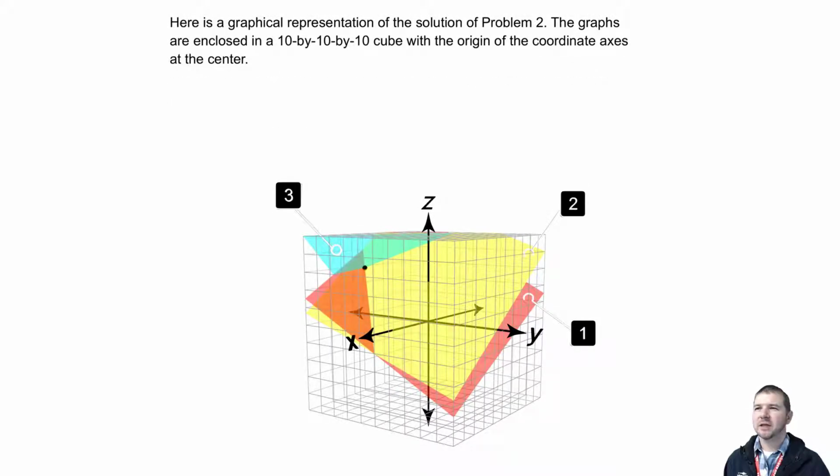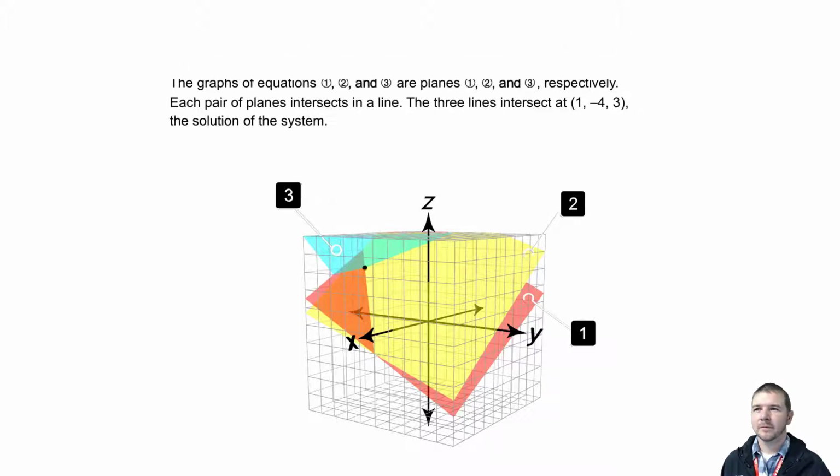Here is a graphical representation of the solution of problem 2. The graphs are enclosed by a 10 by 10 by 10 cube with the origin of the coordinate axes at the center. The graphs of equations 1, 2, and 3 are planes 1, 2, and 3 respectively.